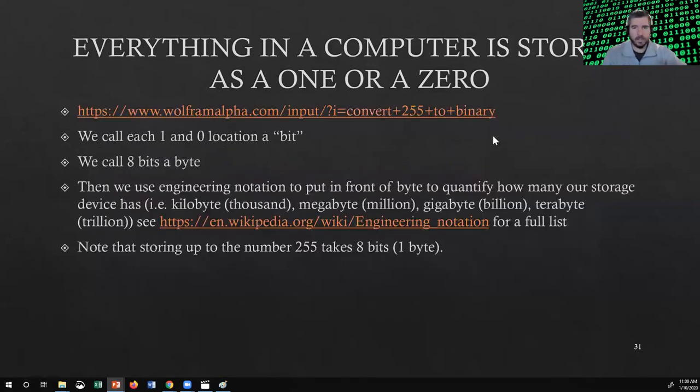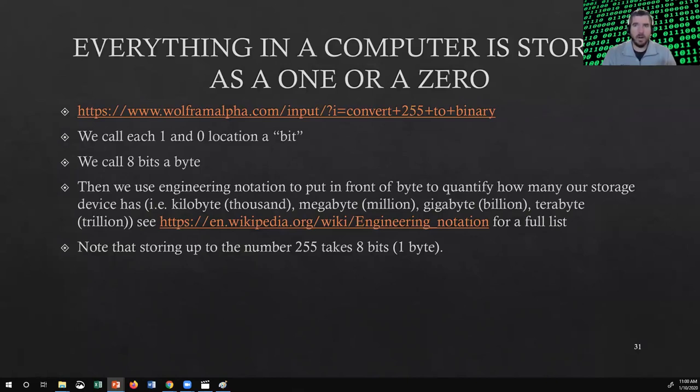Okay. So now, just another little tidbit. I don't know why I said bit. I wasn't even trying to do a pun there. But the terminology here is that each one or zero location on a hard drive, so each one of those tiny little magnets in a hard drive, is called a bit. So that's just a location where we can store a one or a zero.